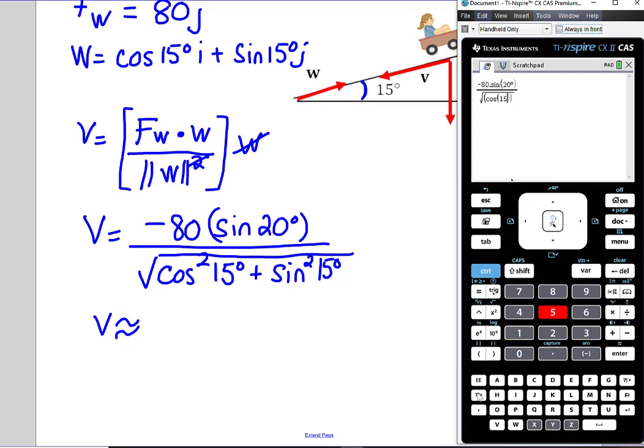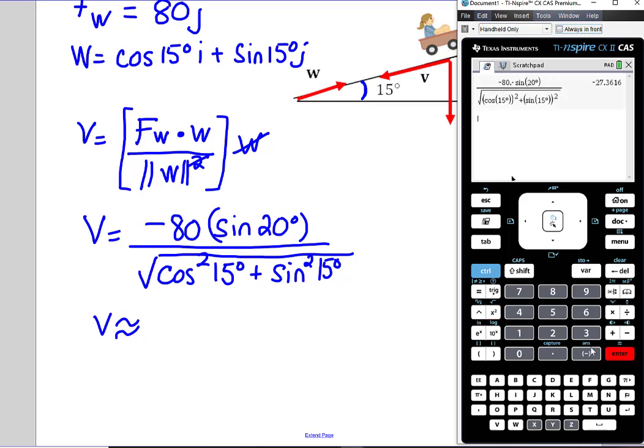of 15 degrees, and then outside the second set of parentheses, we want to square the whole thing. The cosine of 15 degrees squared plus a new set of parentheses with the sine of 15 degrees, and then again get outside of both sets of parentheses and square that.